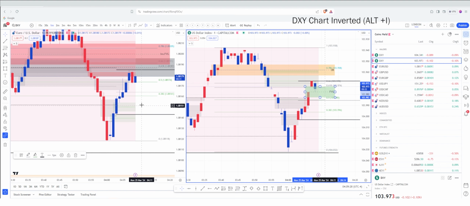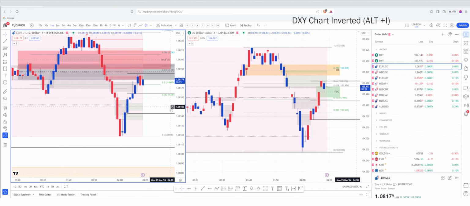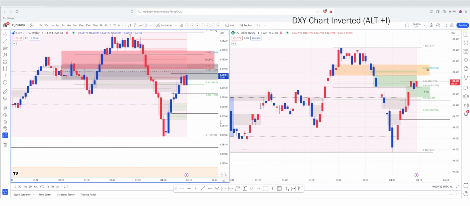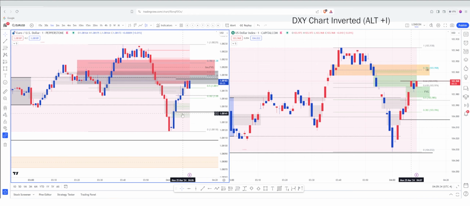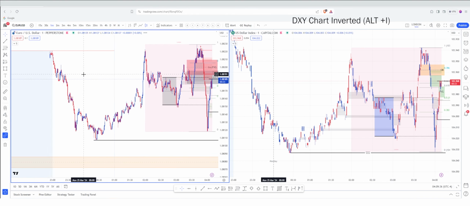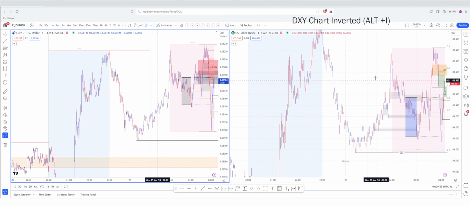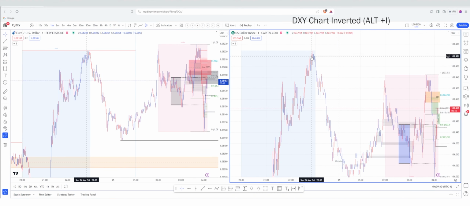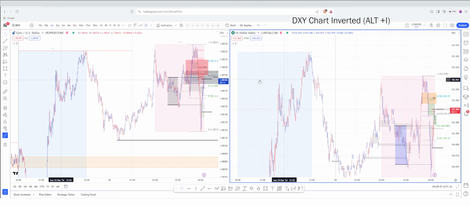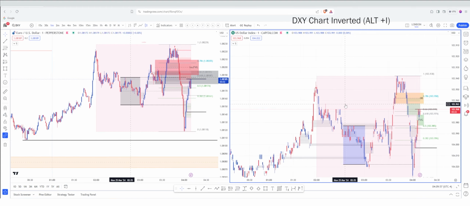So we are looking for a short here on EURUSD. We have swept the Asia high prior to London opening. Dixie has failed to sweep the high, so we've got bearish SMT at this point. This is an inverted Dixie chart, so these should mirror each other if everything is working as expected. The Dixie is obviously weaker at the moment. It's failed to take the Asia high, creating bearish SMT.